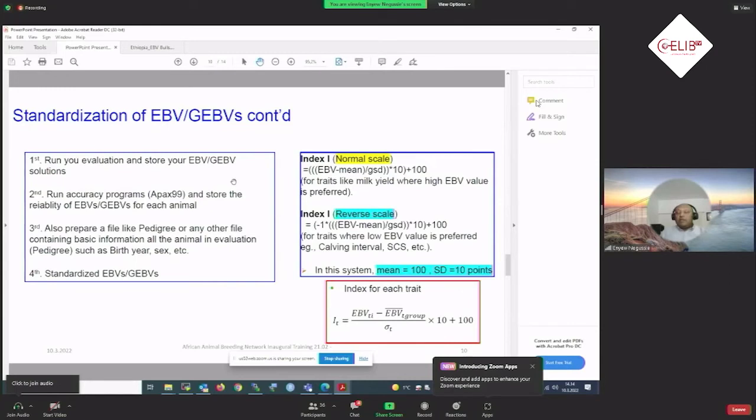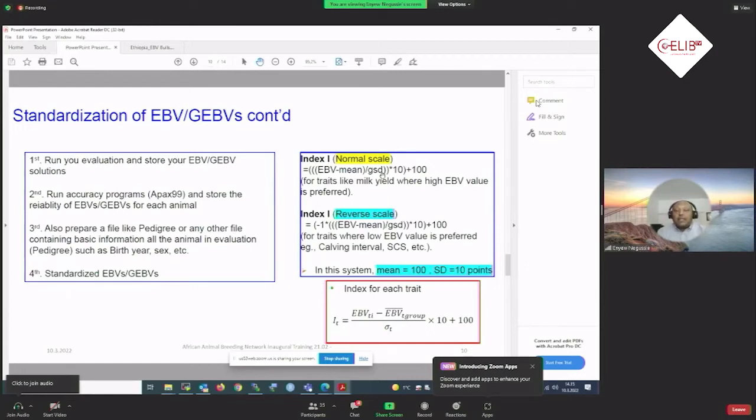First, you run your evaluation. Now, in this case, you have run your evaluation, you go to your GEBVs, and then you run your reliability runs. Then you prepare your pedigree, because from the pedigree you need to take the gender of the animals, whether it is bull or cow. And fourth, you standardize. In standardization, the equation is this one: the EBV of the animal for that trait minus the mean EBV of the population, divided by the genetic standard deviation. The genetic standard deviation you can take as the square root of the genetic variance from the variance component estimation for that trait. For example, if you estimate the genetic variance for milk yield and take the square root of that, that is the genetic standard deviation.